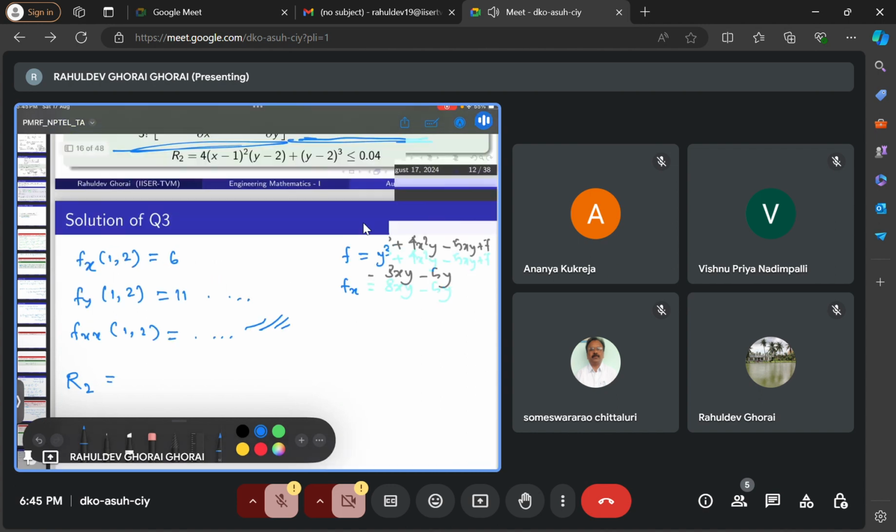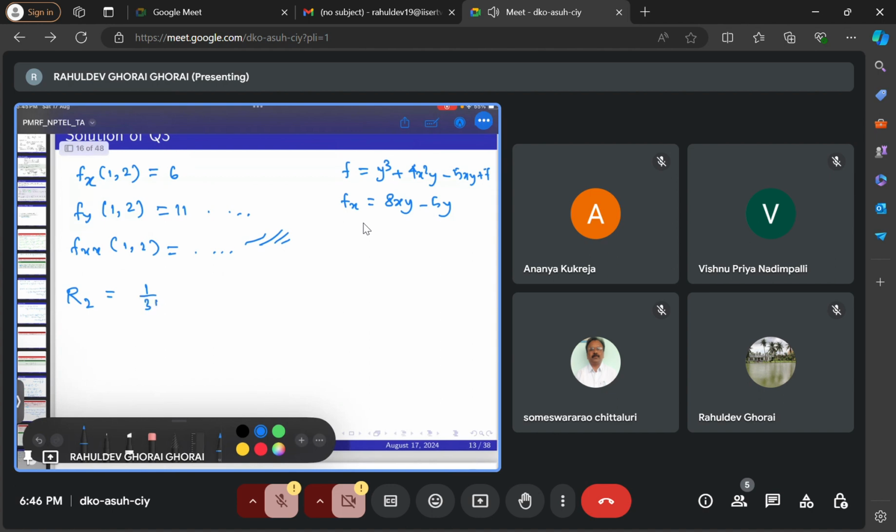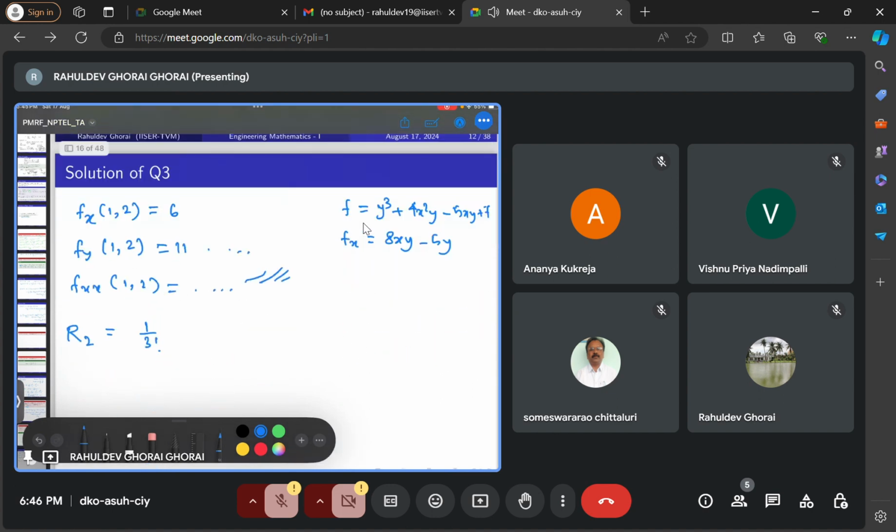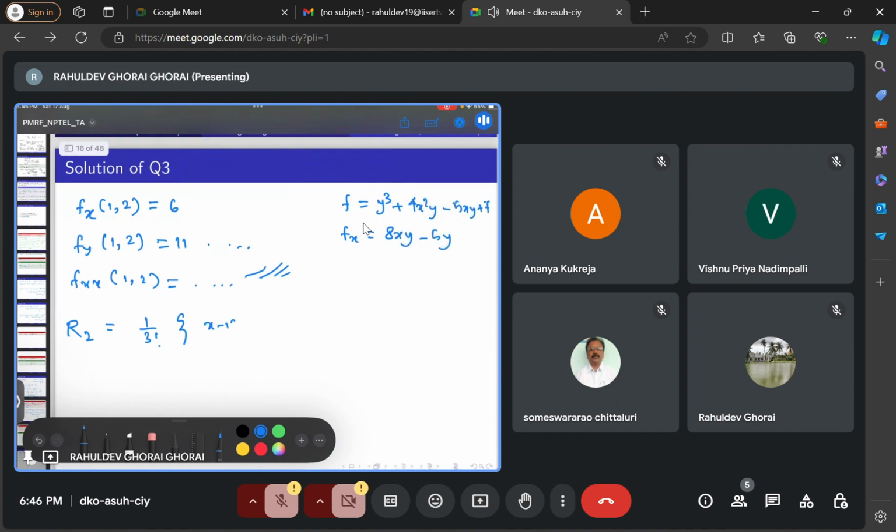So what you will find out here is 1 over 3 factorial times (x minus 1) whole cube f triple x at (1, 2), plus (x minus 1) whole square times (y minus 1) f xxy at (1, 2), plus (x minus 1) times (y minus 1) whole square f xyy at (1, 2), and plus (y minus 1) whole cube f, sorry, not x, y triple y at (1, 2).